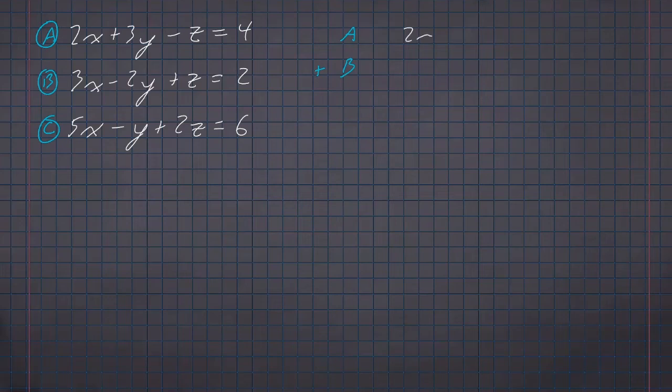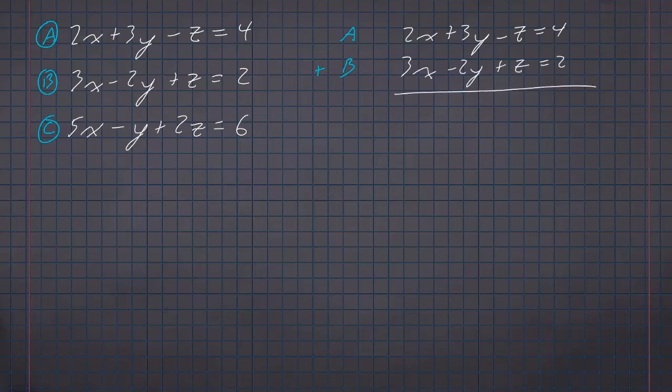So that's 2x plus 3y minus z equals 4, and that's 3x minus 2y plus z equals 2. When I add these together, 2x plus 3x is 5x, 3y minus 2y is plus y, z's are gone, and 4 plus 2 is 6. This is now an equation that has only 2 variables in it, not 3. And that's incredibly useful. So useful, in fact, that I'm going to immediately name this guy. Let's call that equation D.